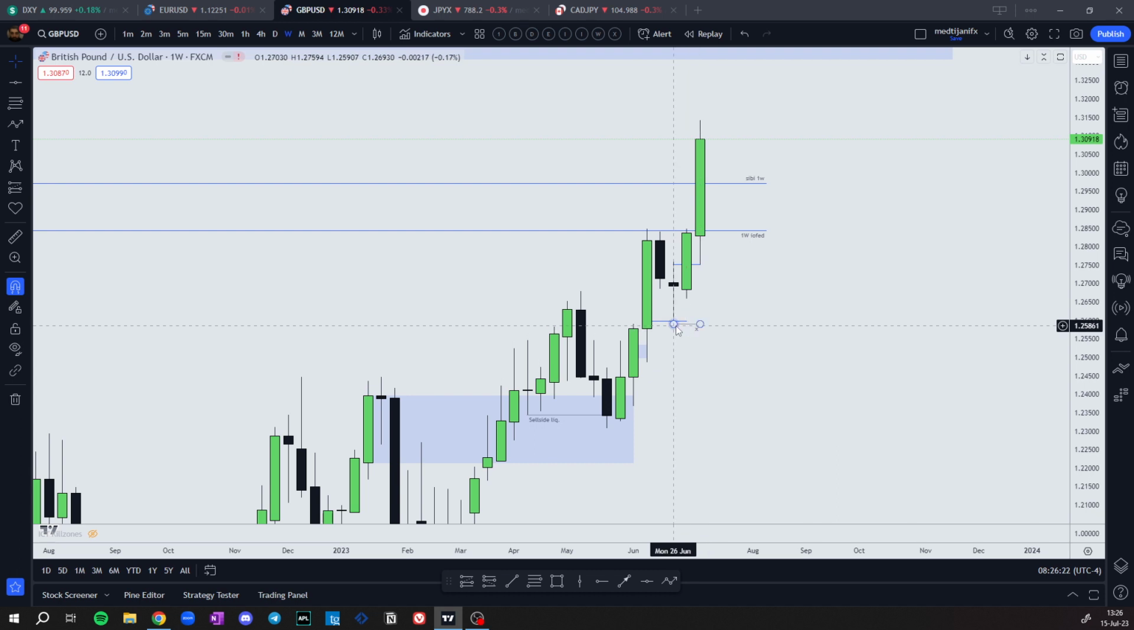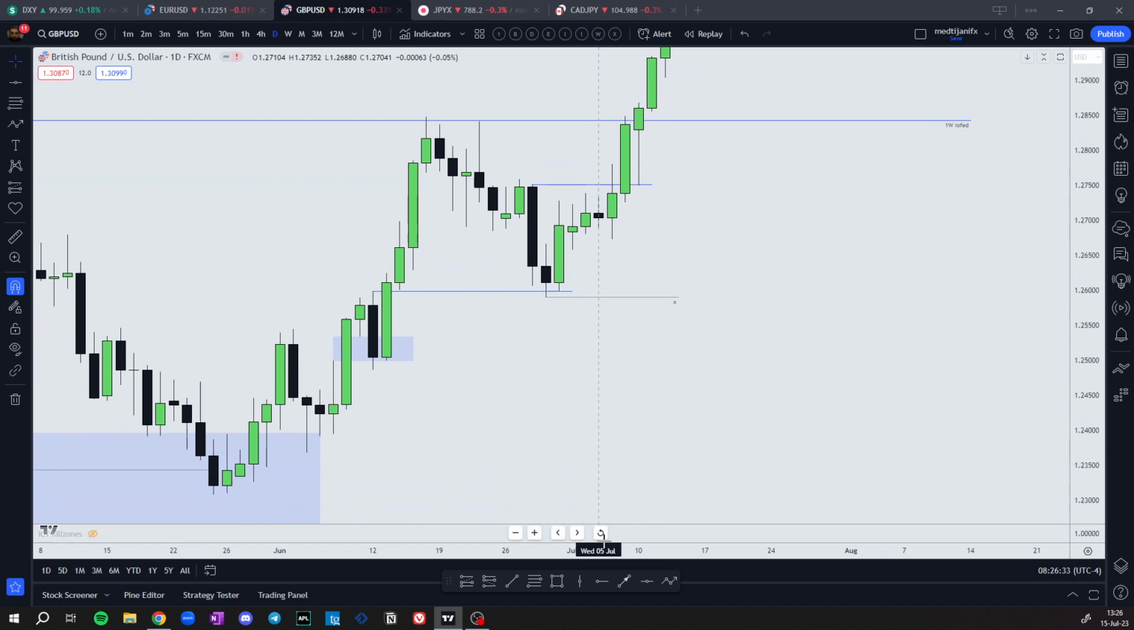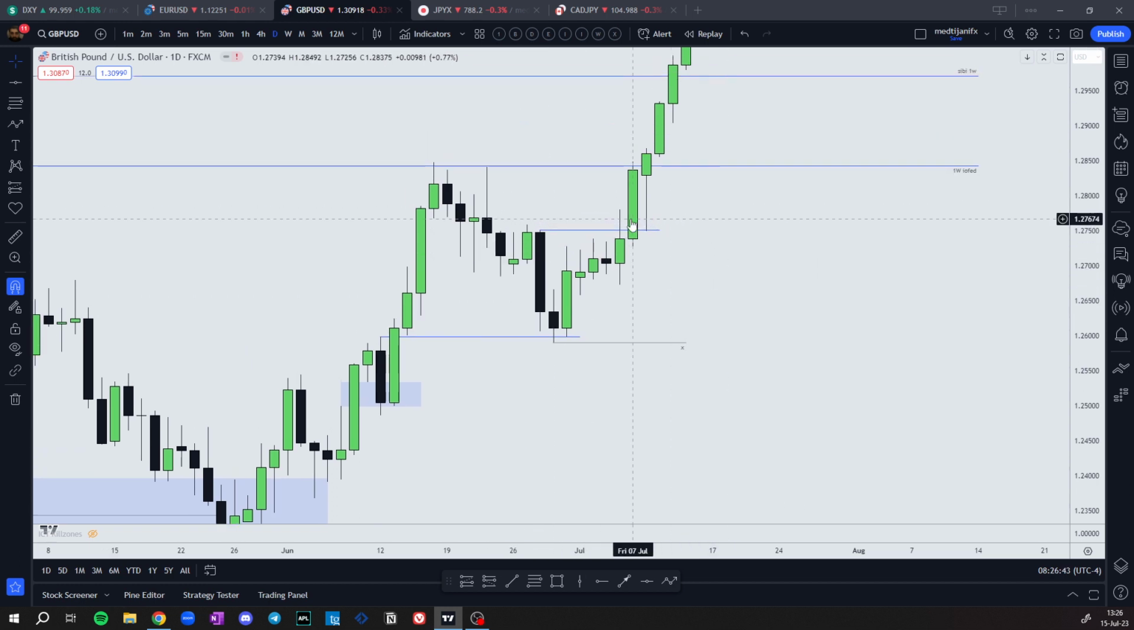So this is my invalidation point. I want to see bullish prices, but this low should be protected, should not be broken. And we see on the daily time frame, we have a retracement to our daily order block. Then we have a break of market structure above this high. This is a confirmation to be bullish.